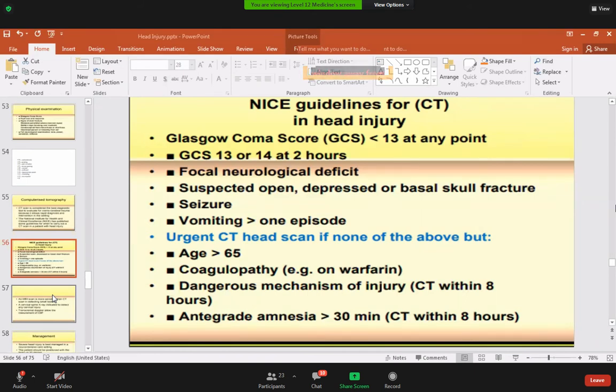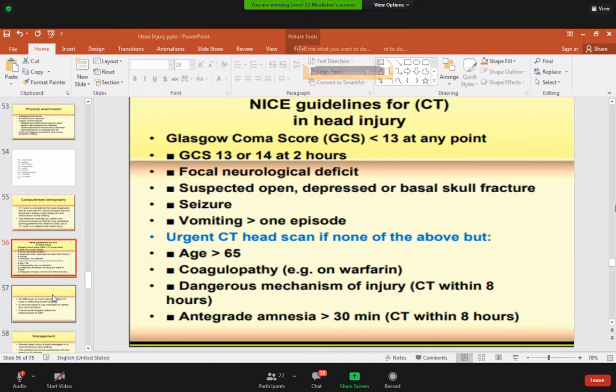So if there is any break in the skull, any fracture, even a minor fracture, it will cause blood to come and accumulate in the space between the periosteum and the dura mater, and it can lead to an epidural hemorrhage. So you have to be careful. If there is a skull fracture that is visible on the x-ray, go for a CT scan.